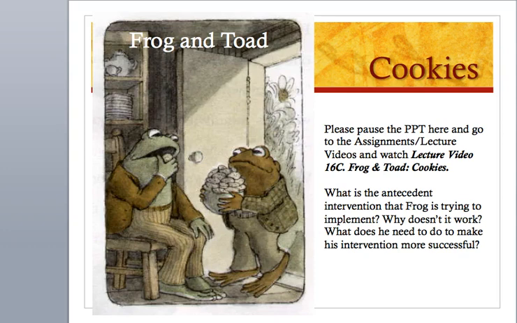But I want you to think about this idea of antecedent interventions. And I want you to figure out what the antecedent intervention that Frog is trying to implement is. What is he trying to do? And tell me why it's not working. What does he need to do to make his intervention more successful? So go and watch the story Frog and Toad Cookies, and tell me what you think his antecedent intervention is, why it's not working, and what he should do to make it more successful. And then you can come back for the last little bit of our lecture.